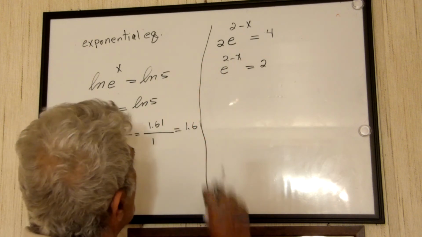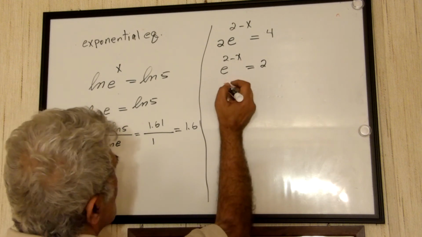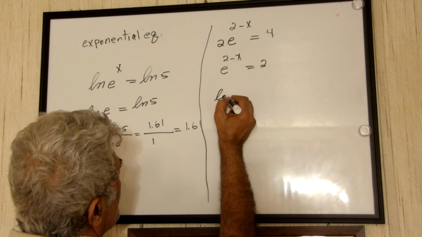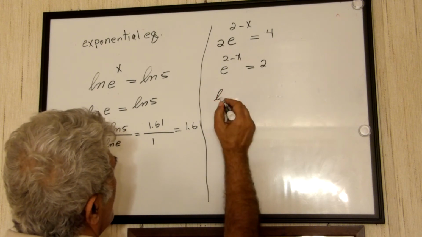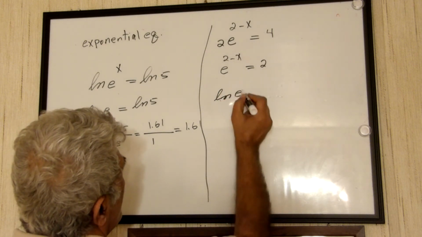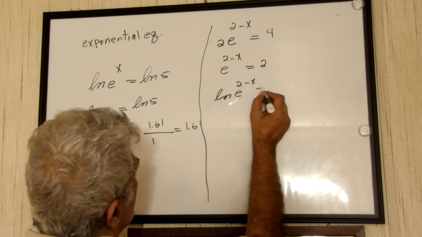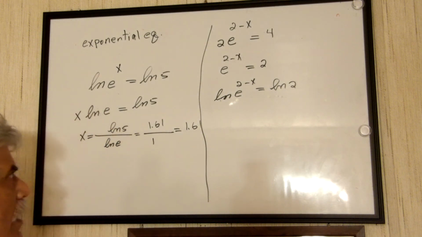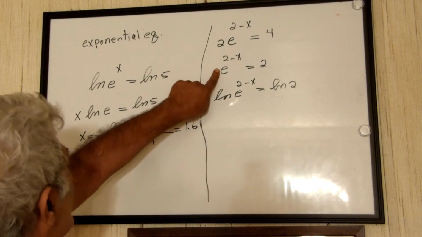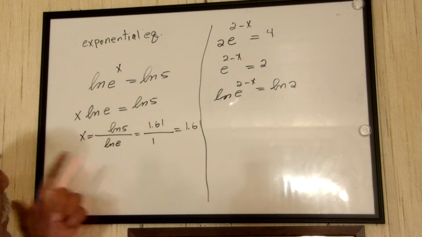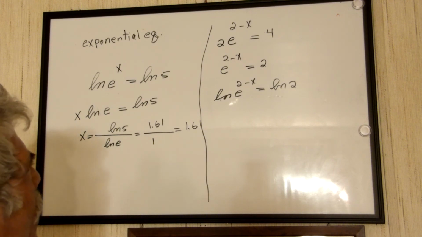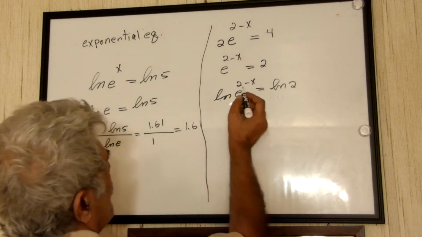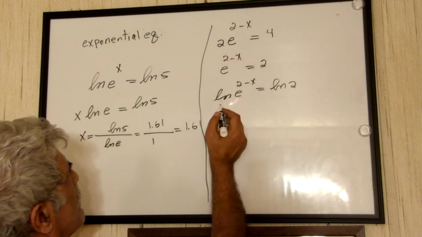Now, because we have e, we use natural log. So we take the natural log on both sides. e to the power of 2 minus x becomes ln of 2. On both sides we take natural log, because we have e. If we didn't have e, in other words, we would use just log, the log to the base of 10. So how do we solve this one?